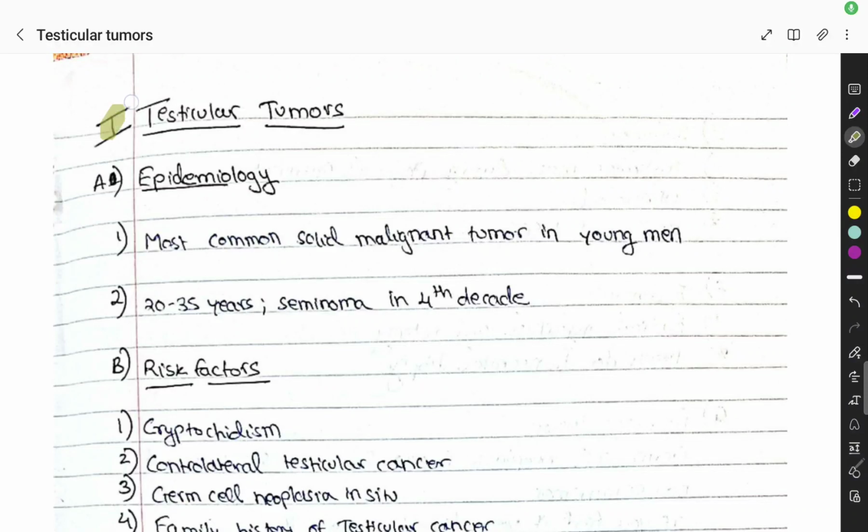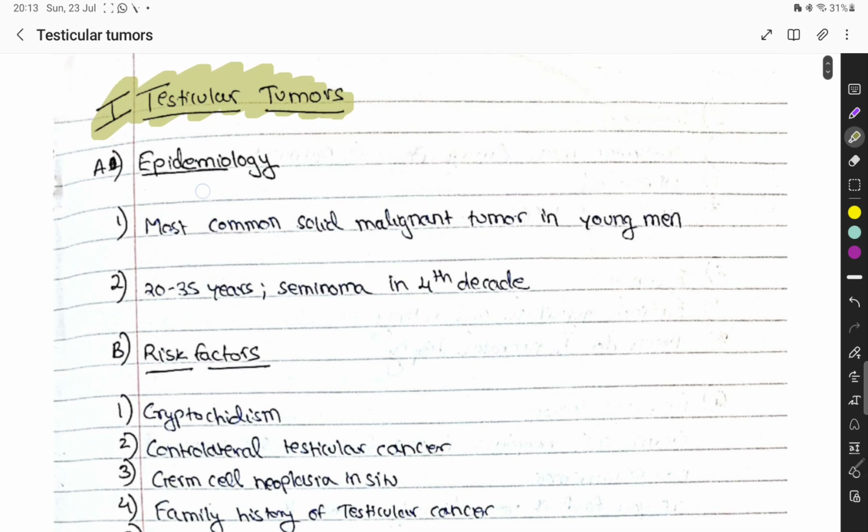Okay, so today we'll study testicular tumors. For every tumor, I'll be going through the epidemiology of the tumor, risk factors of getting the tumor, clinical manifestation, how do you stage the tumor, diagnosis, treatment, precursor lesions, and the types of tumors.